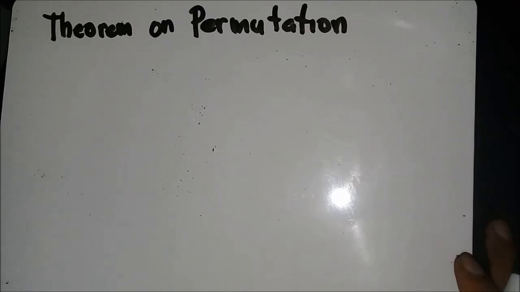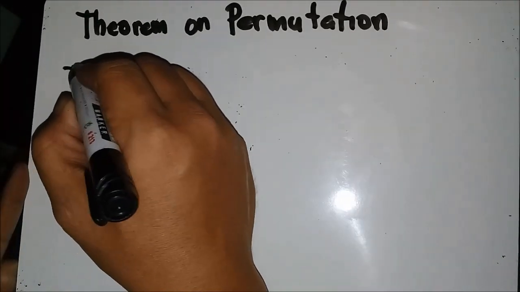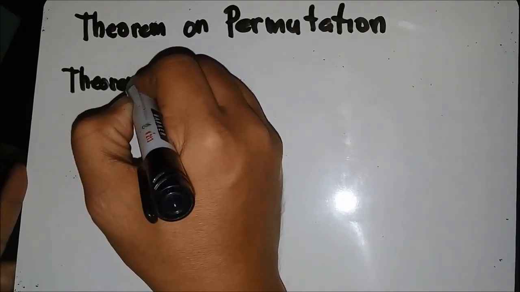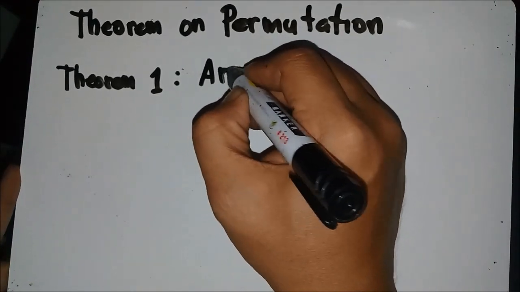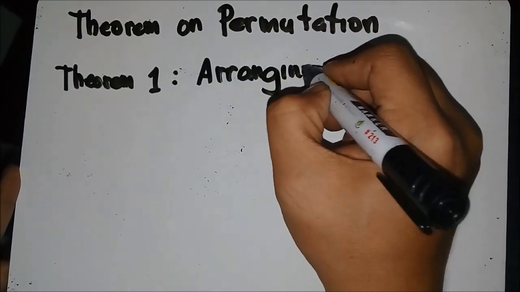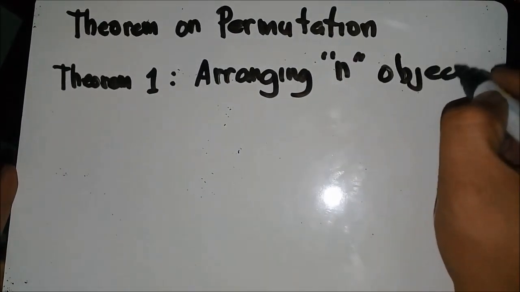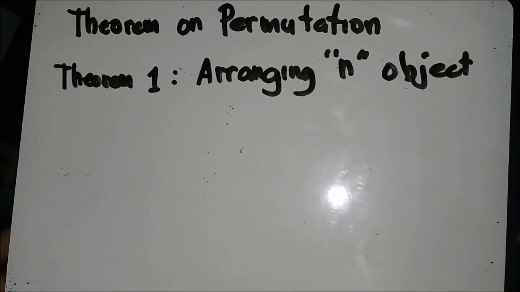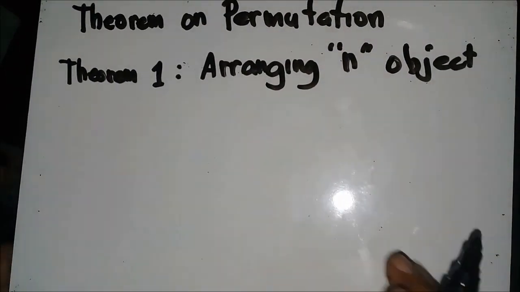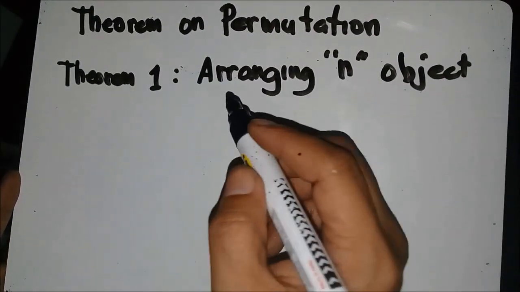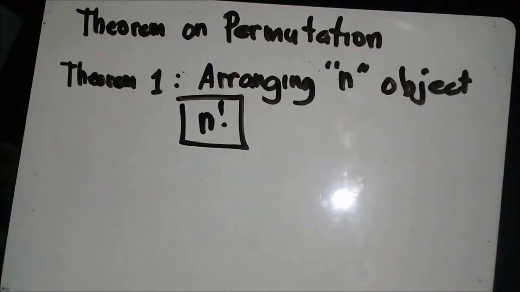Okay, theorem number 1, arranging n objects. So for theorem number 1, we are arranging n number of objects, just like what we did before, arranging 16 balls on a rack. So that is equal to n factorial. That is the solution.